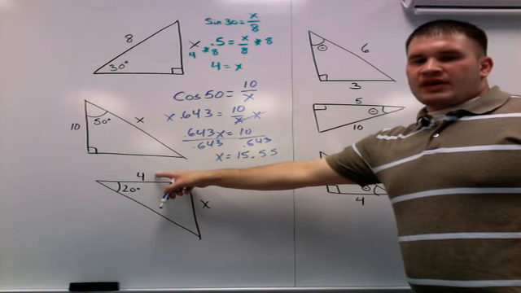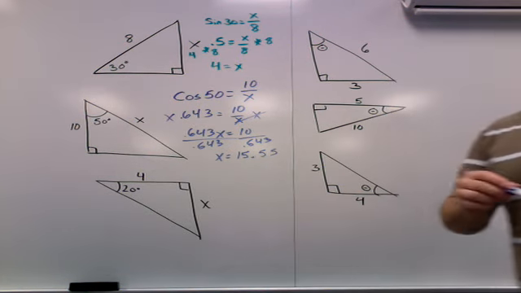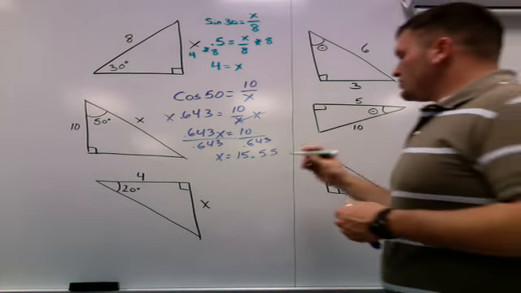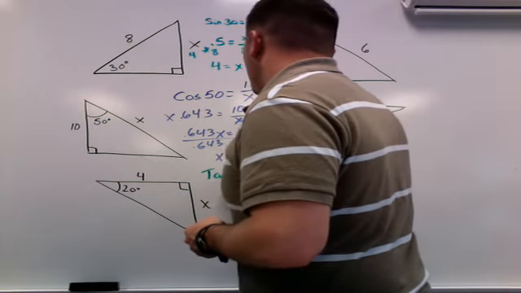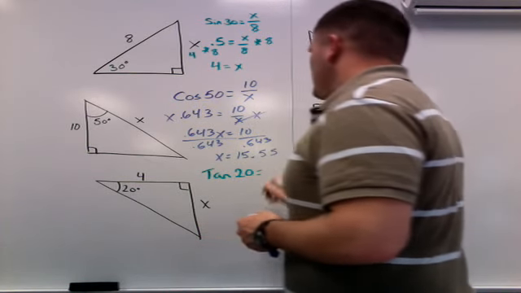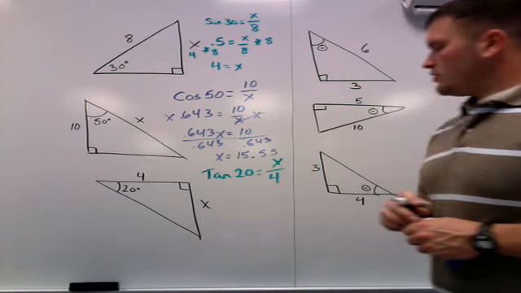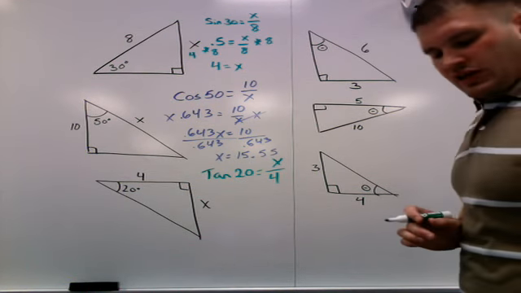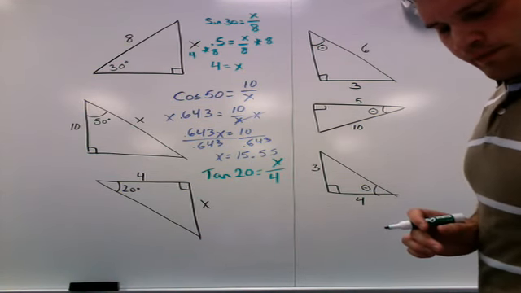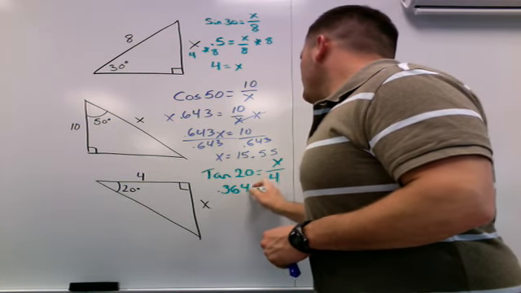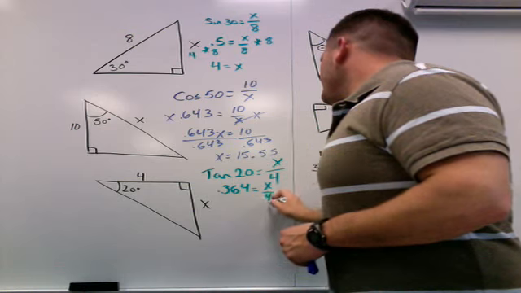Now the last one where we're solving for a side length, we're given this angle is 20. This 4 is my adjacent side, x is my opposite side. So we got to use the TOA part of SOHCAHTOA, which is tangent. So tan of 20 equals opposite x over adjacent 4. Okay, so now to solve for this, we do tan of 20 equals 0.364, which equals x over 4.